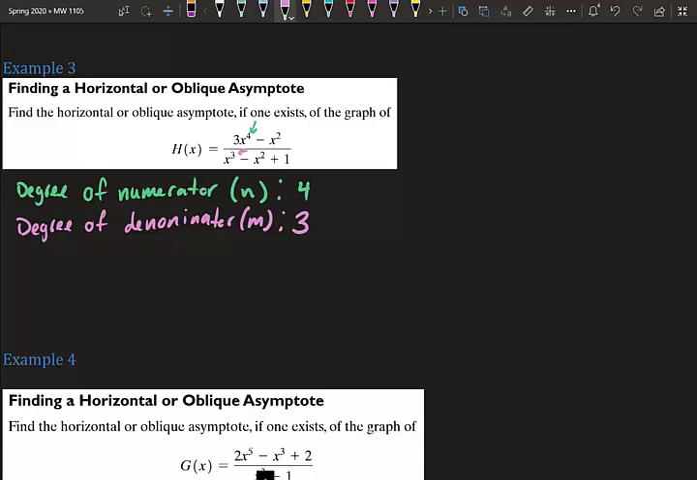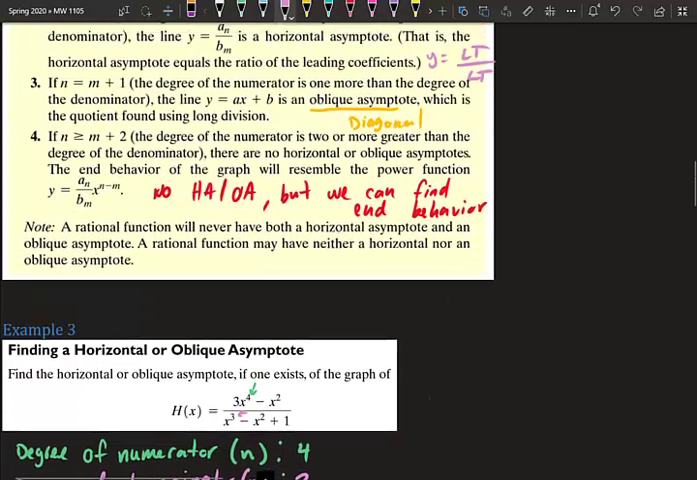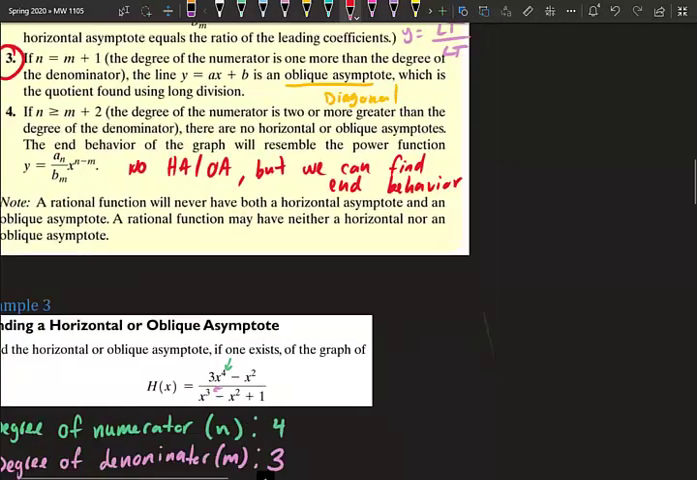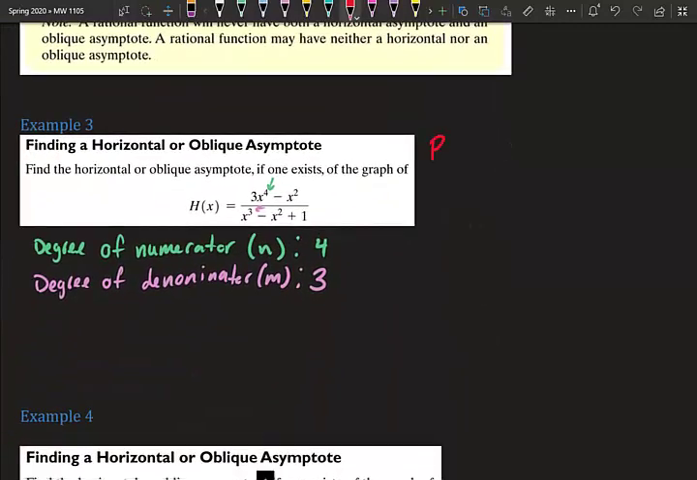So you see how the degree right here is exactly one more than the bottom? So let's look. The degree of the numerator is one more than the degree of the denominator. That's rule 3. So we're going to be using rule 3 here. Rule 3 states that we have an oblique asymptote at y equals ax plus b. mx plus b, ax plus b, all the same stuff, people.